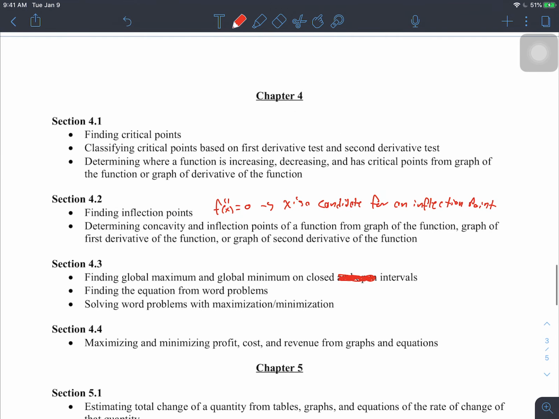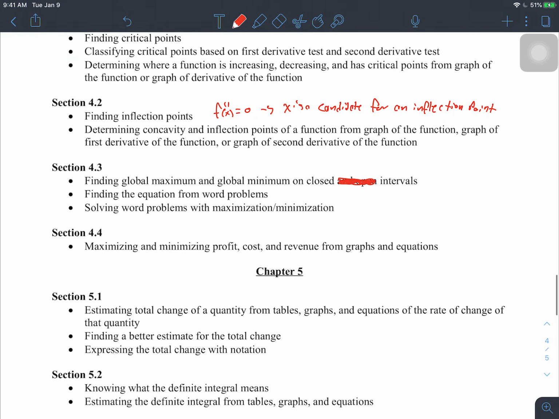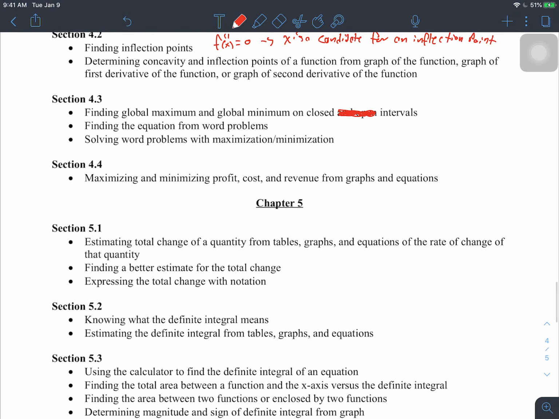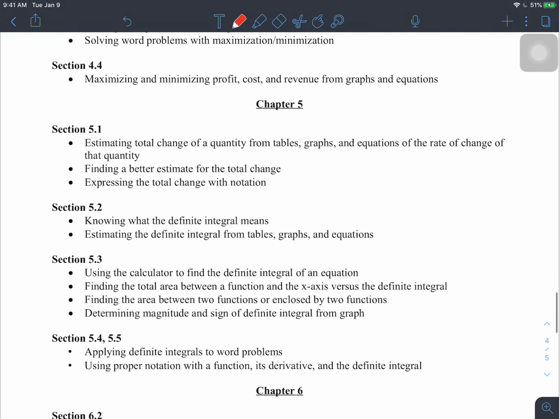I guess one thing that I would really want to put in here is make sure you know the first and second derivative tests for critical points. First and second derivative tests for critical points tell you whether a critical point is a max, a min, or neither. Section 4.4 we just talked about.